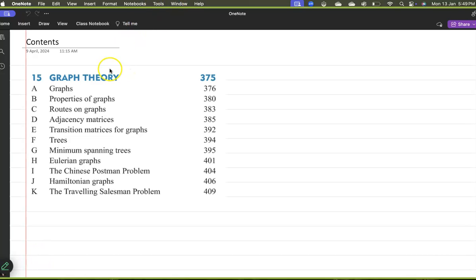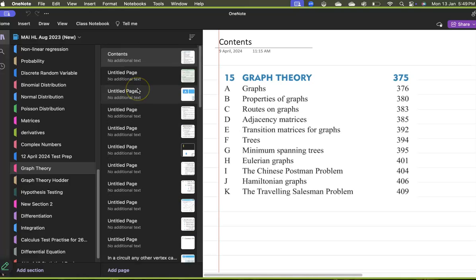Okay. Now these are the things that we'll be covering. So graph theory, you have to know what a graph is, properties of graphs, routes on graphs, adjacency matrices, transition matrices for graphs, trees, minimum spanning tree, Eulerian graphs, the Chinese postman problem, Hamiltonian graph, the traveling salesman problem. Correct? So these are the things that we need to learn. We need to review. We have done all this, but we are reviewing it now.